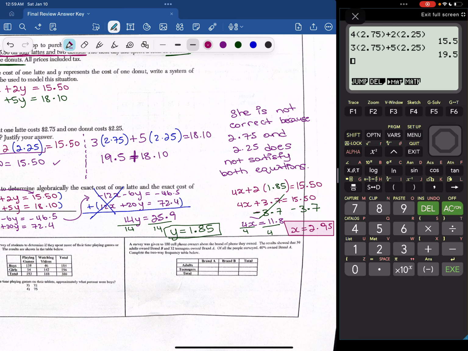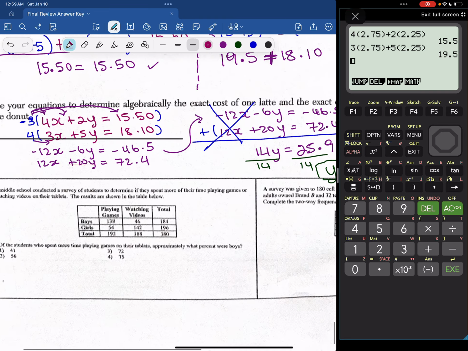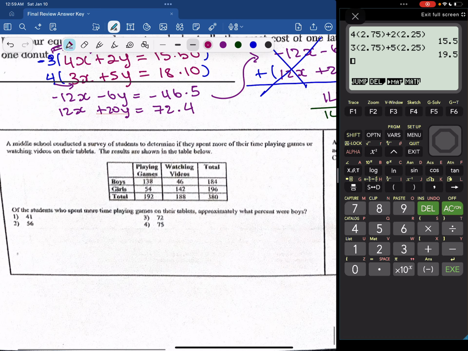Okay, perfect. Last two questions. We're almost there. This one's really hard to see. I'm so sorry. All right. A middle school conducted a survey of students to determine if they spent more time playing games or watching videos on their tablets. The results are shown in the table below. Question says, of the students who spent more time playing games on their tablets, approximately what percent were boys?